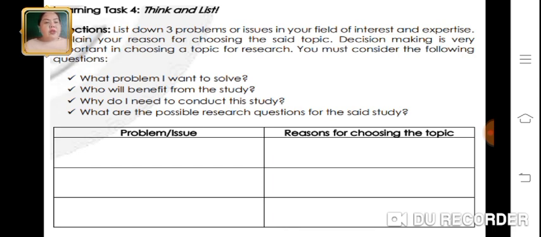For the leaders, gusto kong lagyan nyo ng names ng mga members na magpapasa sa inyo. Okay? So, para mas madali, isang student or isang member, isang problem, tsaka ang reason for choosing that topic. Again, kung 5 kayo sa grupo, 5 problems at reasons for choosing the topic, isusulat or itatype sa bond paper at ipapasa sa akin. Okay?